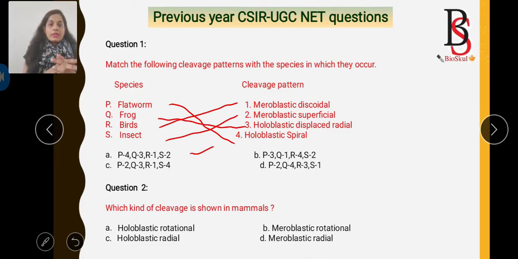Question 2. Which kind of cleavage is seen in mammals? Holoblastic and rotational cleavage is seen in mammals.